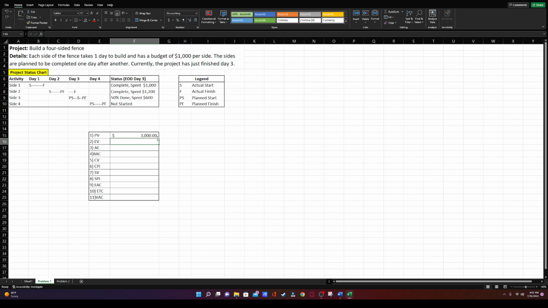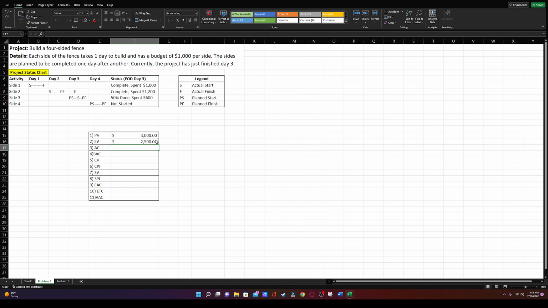Our earned value is a little different from that, in the idea that, okay, what did we actually do and complete out of all the work that we've completed to date? Side 1, we can see that it's complete. Side 2 is complete, and then side 3 is 50% done. Each one of those has a value of $1,000. So side 1 and side 2 bring us to $1,000 each, so $2,000 total, and then 50% done on side 3 would be $500. So our earned value here will be $2,500.